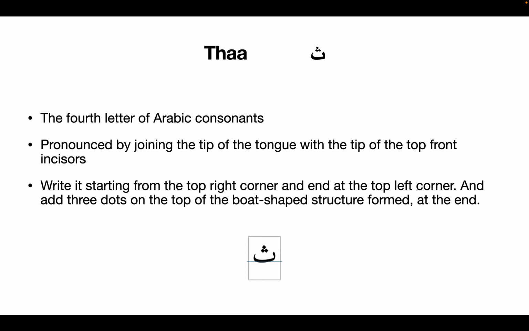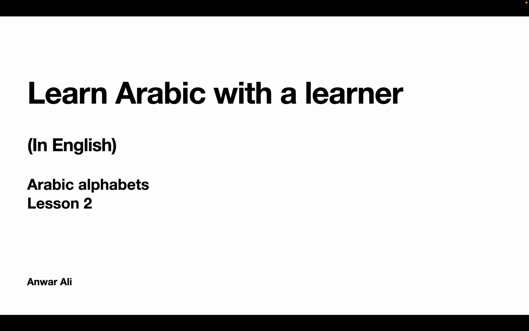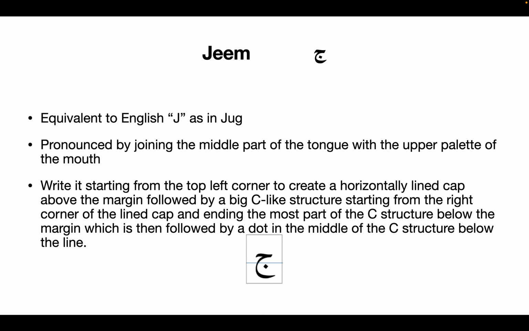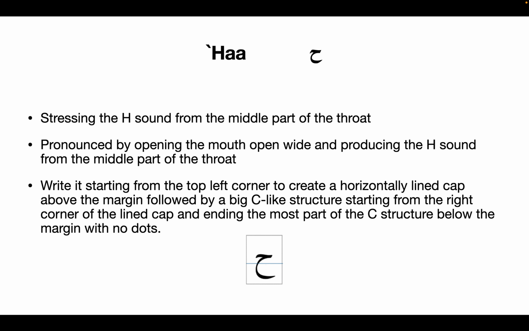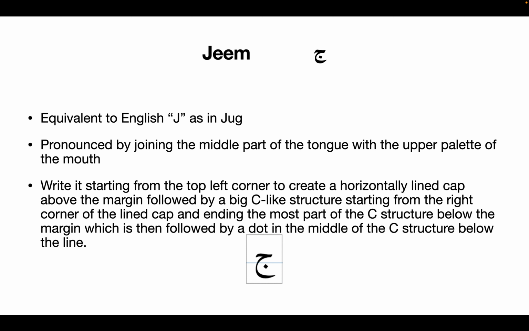which belong to the same family, so we call it the family. From here we begin the second video. Here we have Jeem, Ha and Khaa. All of these three letters look alike, separated only by the placement of the dot.